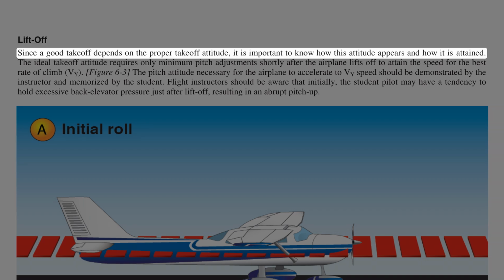Lift-off. Since a good takeoff depends on the proper takeoff attitude, it is important to know how this attitude appears and how it is attained.